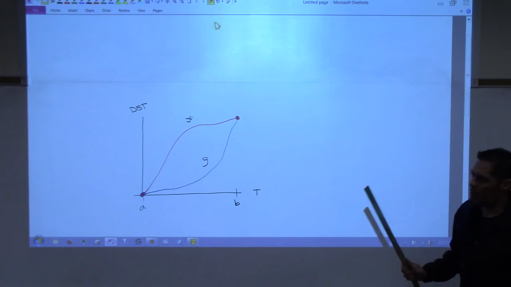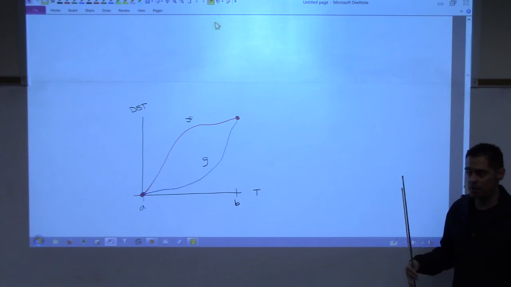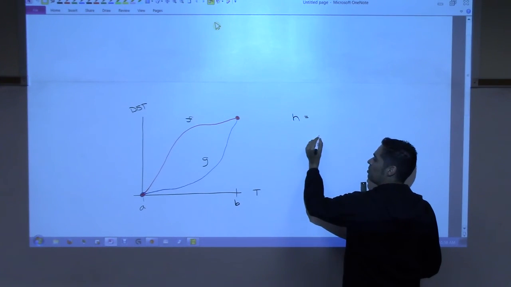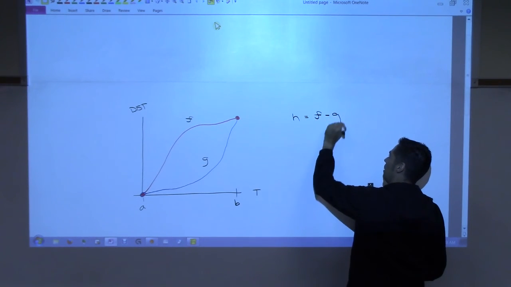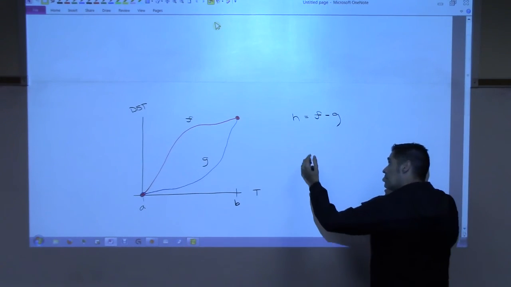Now watch this. I'm going to create a new function. Here's a new function I'm going to create. I'm going to call it h. Everyone, h is equal to f minus g. I just came up with that out of nowhere. Now, can you graph for me h?